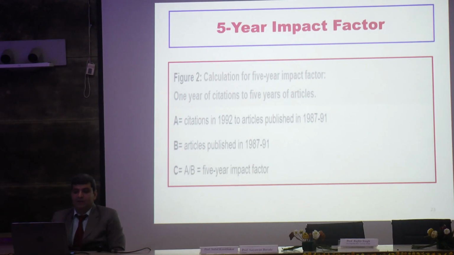5-year impact factor. The original impact factor used a 2-year period because citations take time. In the 5-year impact factor we use a 5-year period. Articles published in the last 5 years are used for calculating the impact factor. They have got a chance of 5 years to get citations. If the period is 2 years, then this is a 2-year impact factor. But if we count for the last 5 years, then this is a 5-year impact factor.